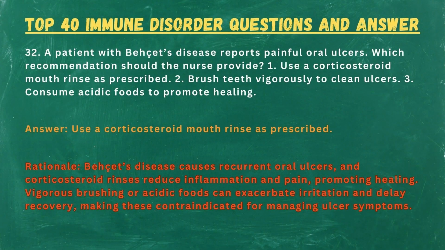32. A patient with Behçet's disease reports painful oral ulcers. Which recommendation should the nurse provide? 1. Use a corticosteroid mouth rinse as prescribed. 2. Brush teeth vigorously to clean ulcers. 3. Consume acidic foods to promote healing. Answer: use a corticosteroid mouth rinse as prescribed.